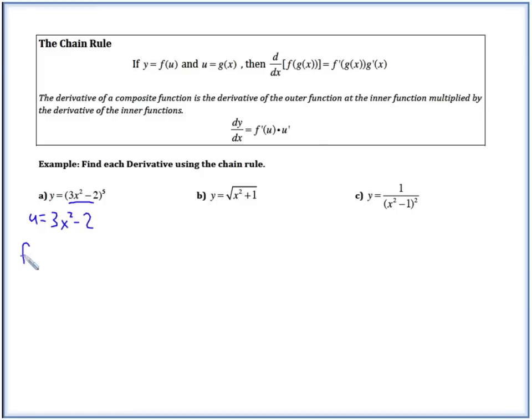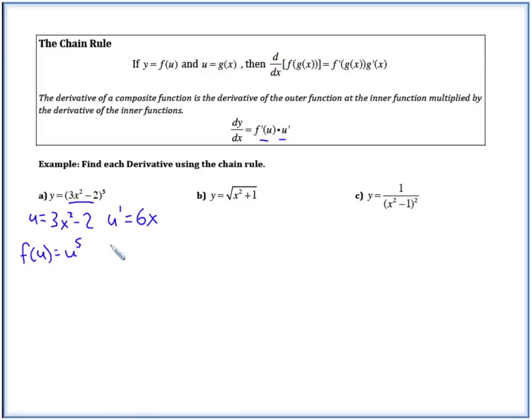And the outer function, f of u, is going to be u to the 5th power. Now, as mentioned earlier, we can find both of these derivatives, and notice both of them are going to be used in our final derivative. So now you need to find the derivative of u, and we can just use the power rule here. So 2 times 3 is 6, and then this will be x to the 1st, or 6x.